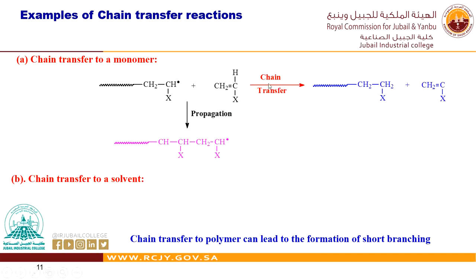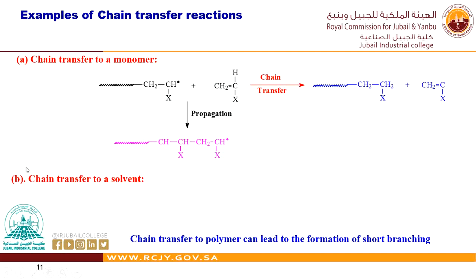If it is chain transfer, it means there's going to be transfer of free radical. If it is propagation, it means that this one will add to the chain to increase the length of the chain. So you should not be confused. You shouldn't confuse these two terminologies: chain transfer and propagation. Chain transfer is transfer of free radical. Propagation is addition of the monomer to increase the length of the polymer.